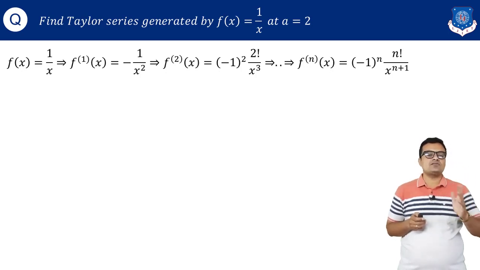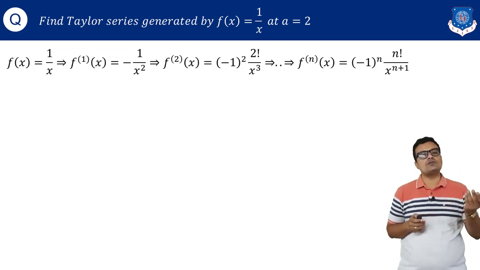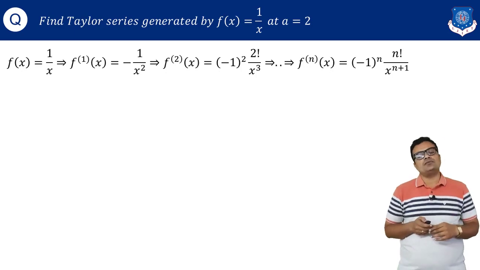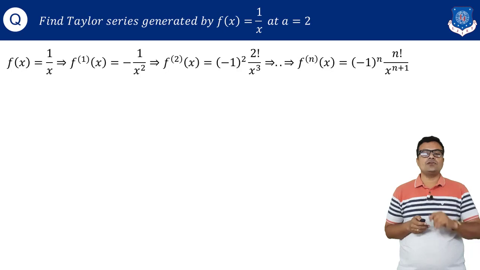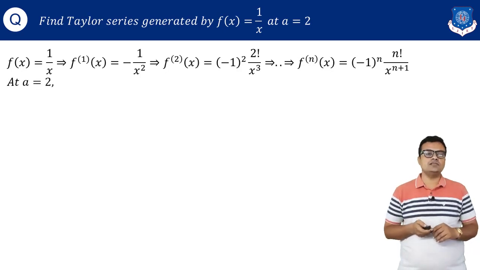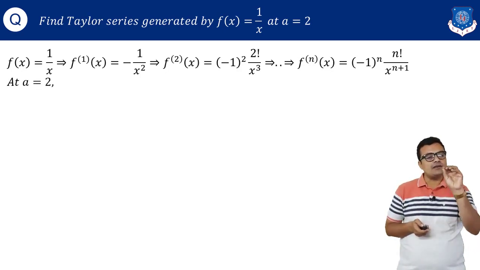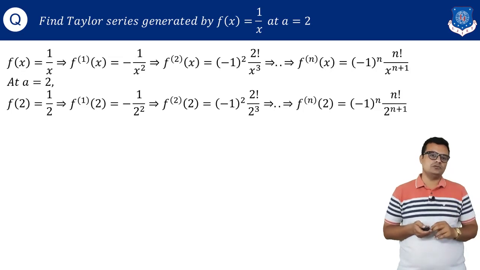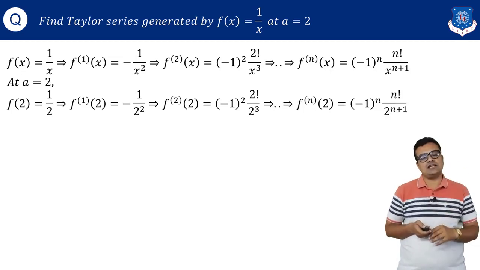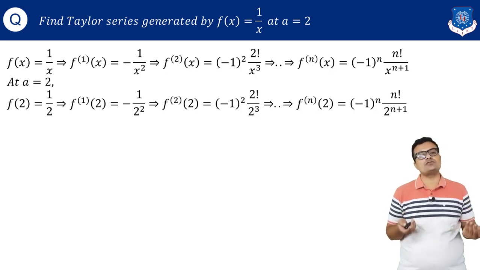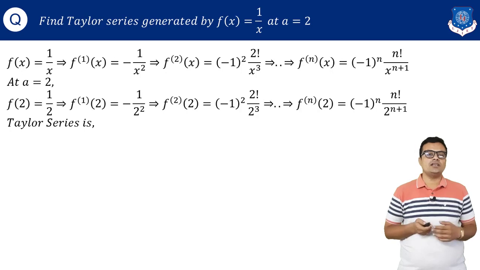As we know, we need to find all possible derivatives of this. So I am taking f dash, which is minus 1 by x square, f double dash, which is (minus 1) whole square into 2 factorial upon x cube, and then if I generalize it, it finally gives me f raised to n as (minus 1) raised to n, n factorial upon x raised to n plus 1. Now if I take my value a equal to 2, I need to replace this value of x. Then it gives me the corresponding values of f dash or f raised to n at the point 2.